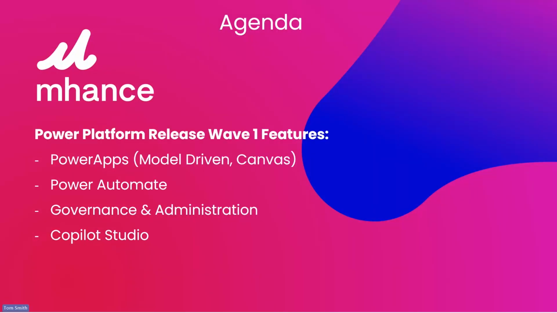So I'm going to be talking through a few of the new features for Power Apps around both Model Driven and Canvas. A couple of things around Power Automate, some general governance and administration features as well. So one around security and some around the new admin center. And then finally finishing off with a couple of items around Copilot Studio.